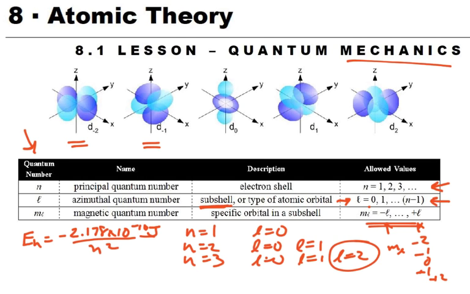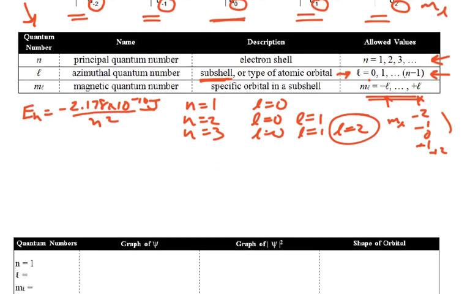And that's going to relate to this picture up here, where there are 5 d orbitals. And the reason there are 5 d orbitals is because there are 5 values for m sub l. So you can see on this one it says negative 2, negative 1, 0, 1, and 2. Those are the values of m sub l. So this will make more sense as we practice.